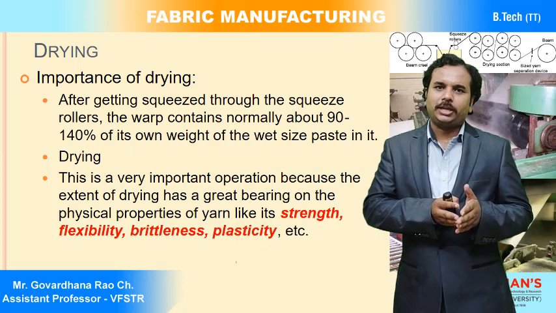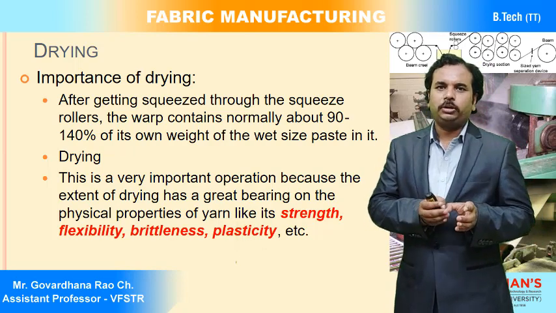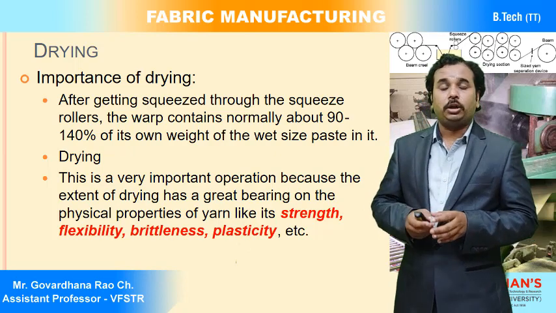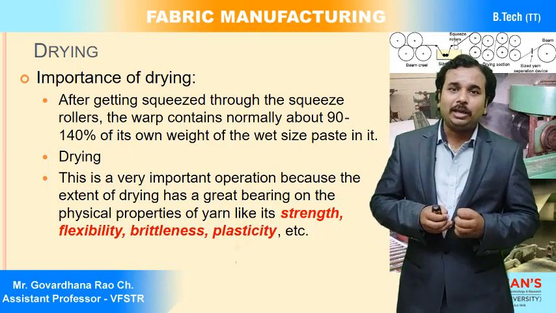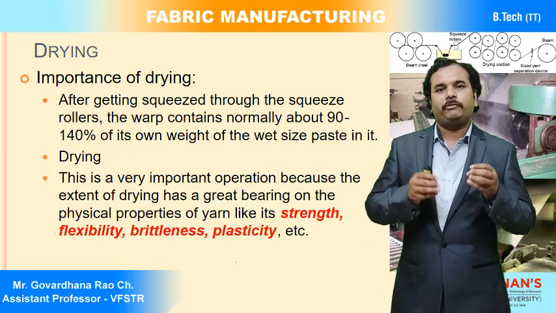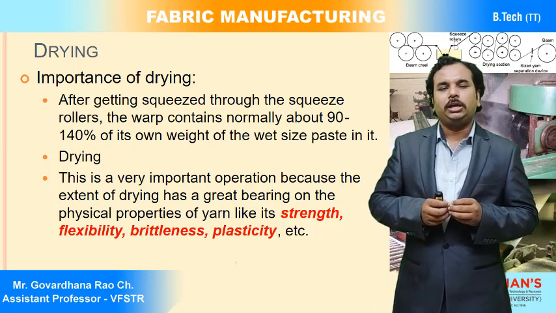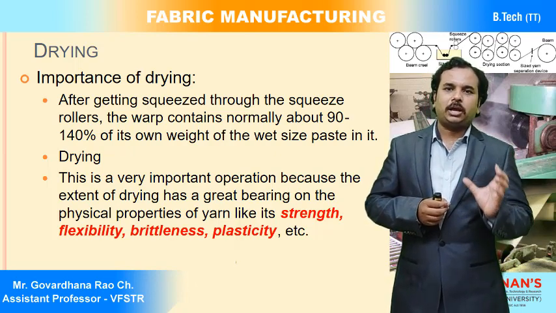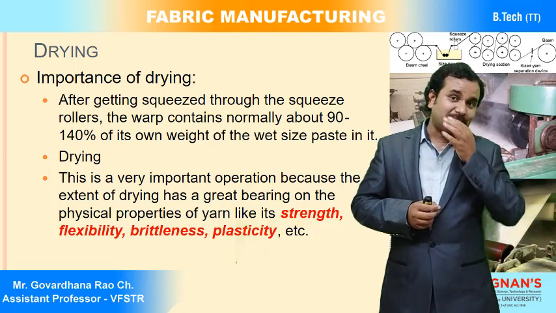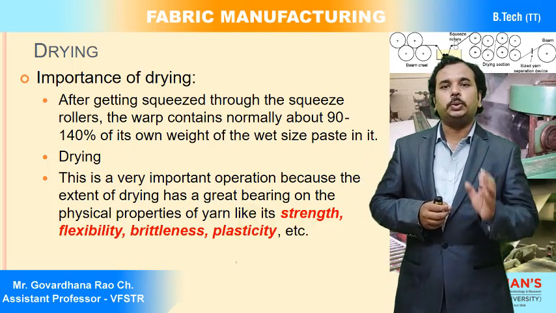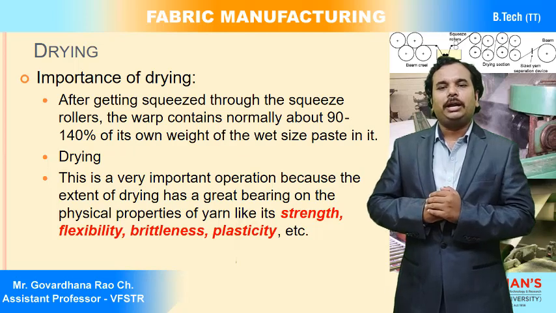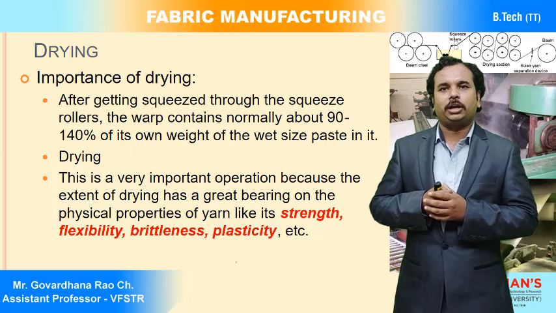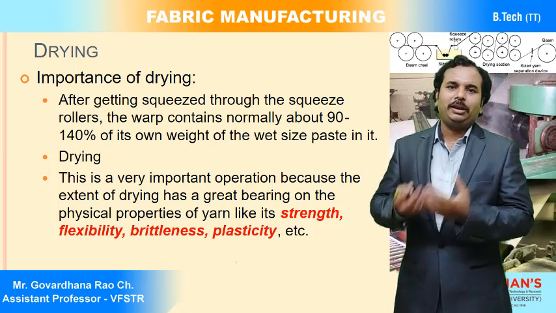One is called the creel zone and the size box zone. Now the third zone, that is the drying zone, where exactly the evaporation of wetness or water quantity from the warp sheet is going to be done. After the size box, the wet sized warp sheet is sent to the drying cylinders or drying zone, where the excess amount of water content or wetness is going to be dried.